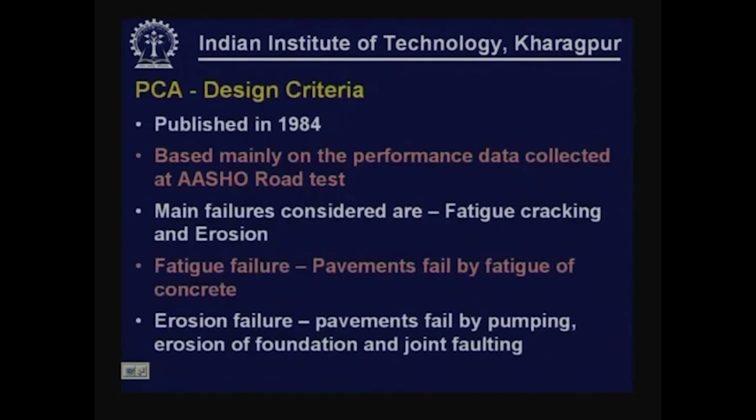The first set of guidelines as per PCA were published in 1984. The performance criteria, design criteria and the design methodology that were published in 1984 were based mainly on the performance data collected at the AASHTO road test. In fact, as I indicated, the AASHTO road test had various types of pavements, flexible pavements and different types of concrete pavements. So, the performance of different types of concrete pavements was observed during the AASHTO road test.